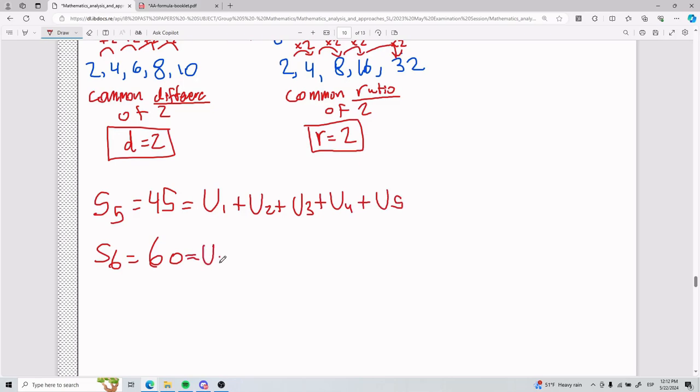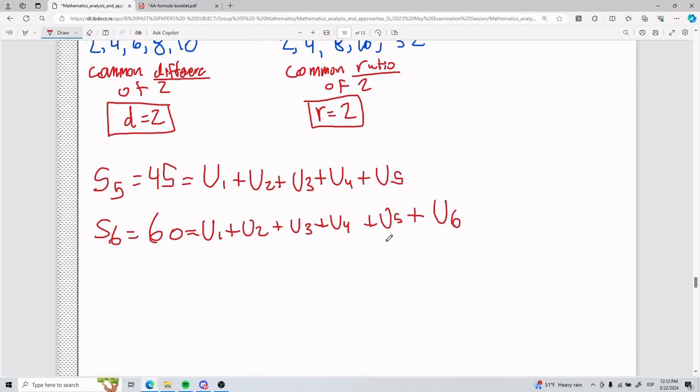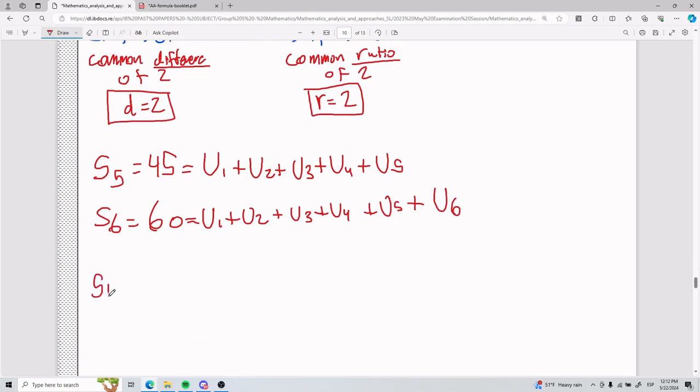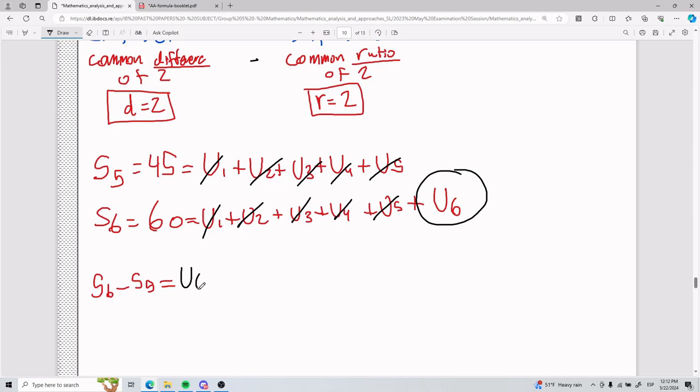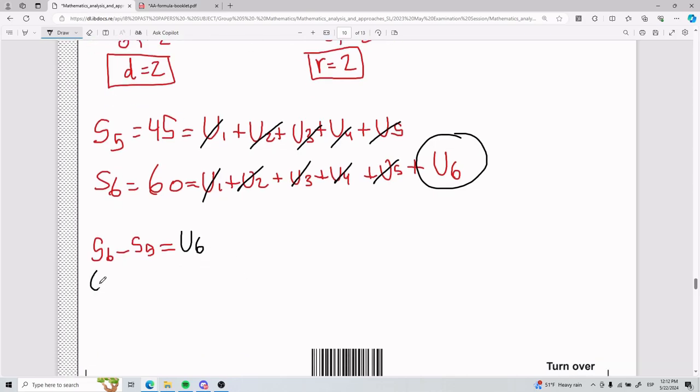While S of 6, sorry, is the first, plus the second, plus the third, plus the fourth, plus the fifth, plus the sixth. And so from here, if you do, for example, S of 6 minus S of 5, well, visually, what you end up doing is this goes away with this, and this, and this, and this, and this, and so on. So S of 6 minus S of 5 gives you U6, all right? And so technically 60 minus 45 is going to equal 15, all right?